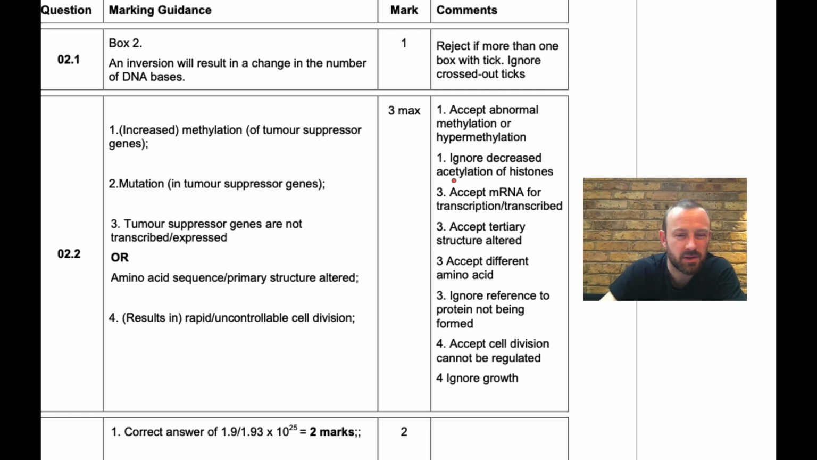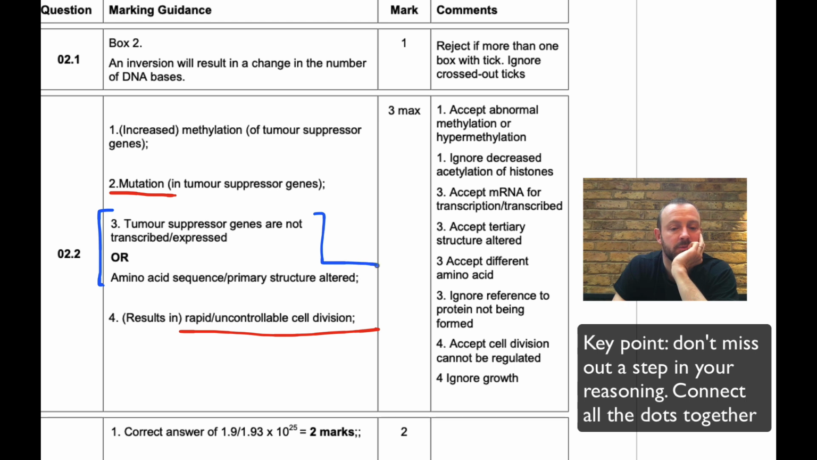Okay, so that was 3 marks. I think I might have only got 2 there. So what do they want? So I said this, mutation of tumor suppressor genes, and then results in rapid or uncontrollable cell division. So what did I miss? This here, okay? So part 3, tumor suppressor genes are not transcribed or expressed. Yeah, I think this is, okay, I was going for this, and I should have said this, okay?